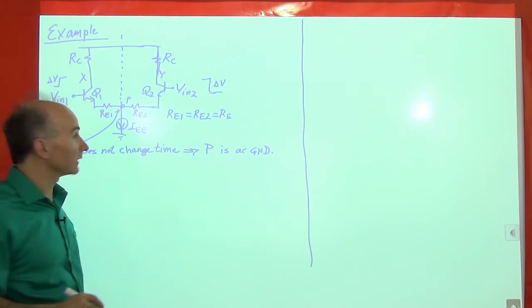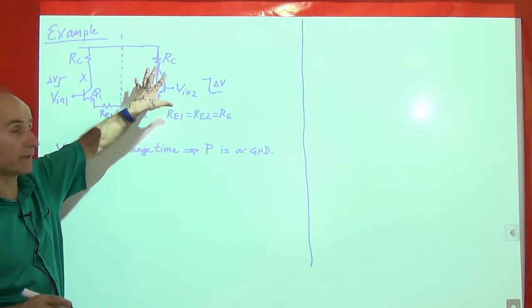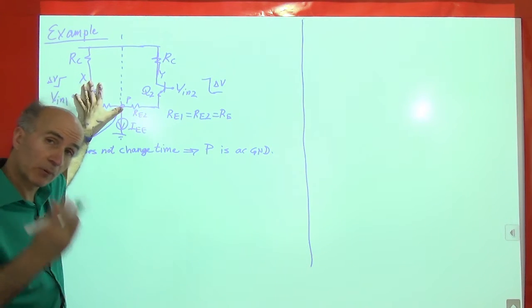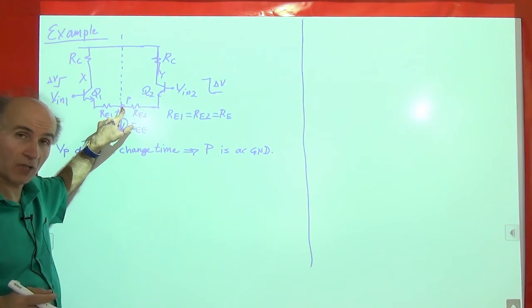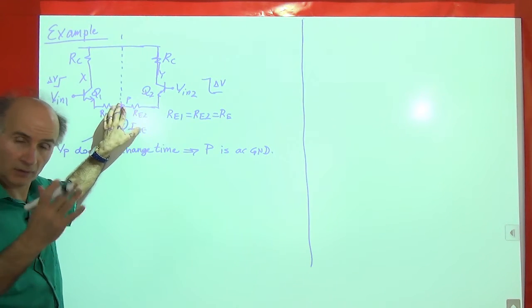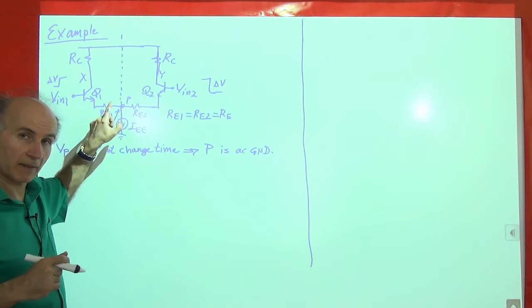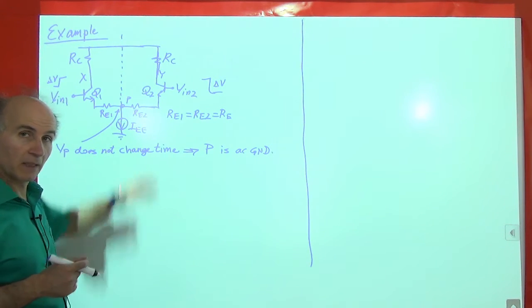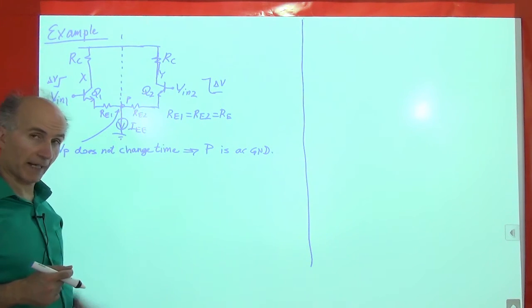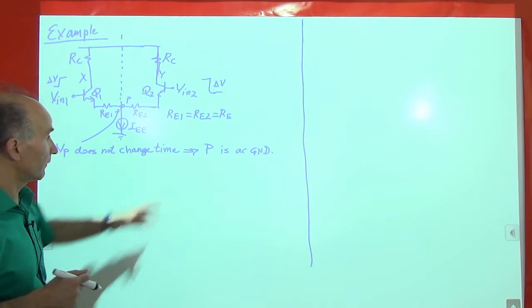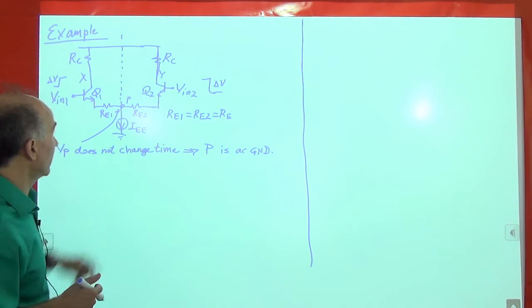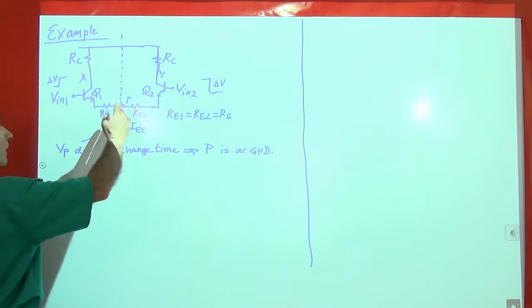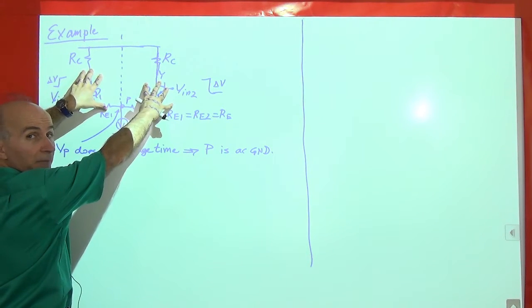And that means that P is AC ground. Now, of course, you can draw the small signal models of these things and actually prove that this node doesn't change, so if you're interested, you can do that. But we'll just accept that this voltage does not change even with these resistors, assuming that the circuit is symmetric around this axis.